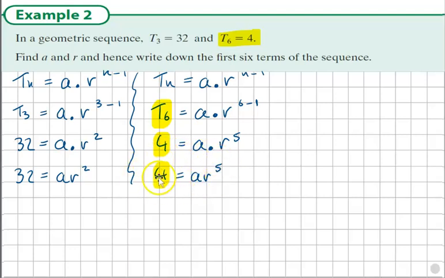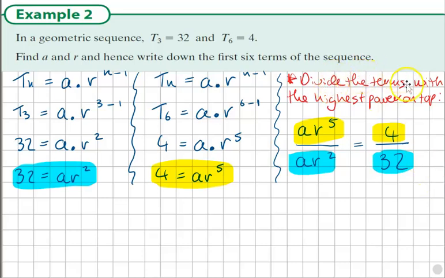So now we have a second equation in terms of a and r. And that's what we're trying to work out. We're trying to work out a and we're trying to work out r. So we're going to use this equation, 32 equals ar squared, and this equation, 4 equals ar to the power of 5, to work out a and r. And once we have a and r, then we can figure out the first 6 terms.